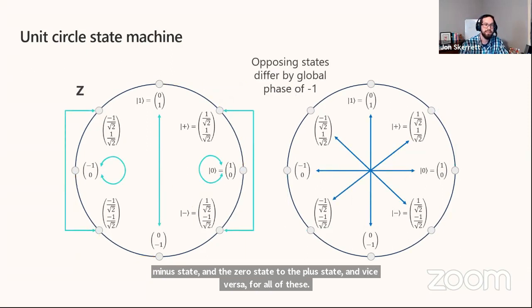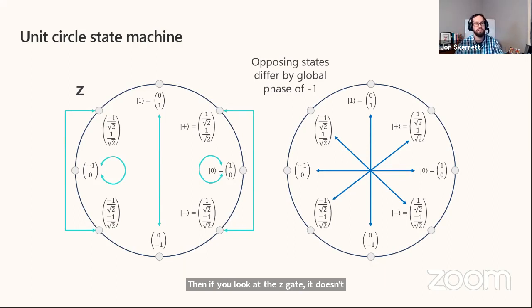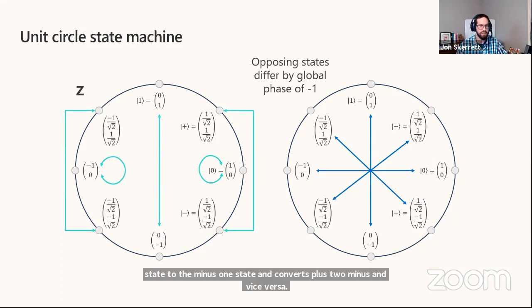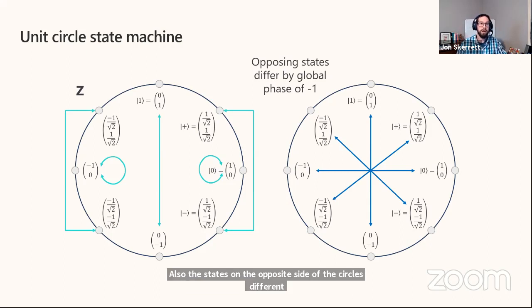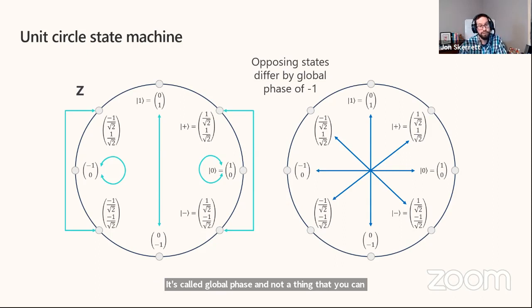Then if you look at the Z gate, it does a reflection across the horizontal line. So it really doesn't change anything about the 0 state. It converts the 1 state to the -1 state and converts plus to minus and vice versa. So the reflection axis is the horizontal. Also, the states on the opposite side of the circle differ by the coefficient of -1. It's called global phase and is not a thing that you can observe. But in some cases, it's important. For today, it's not going to be that important. So you can assume that the points on the opposite side of the circle are just the same.